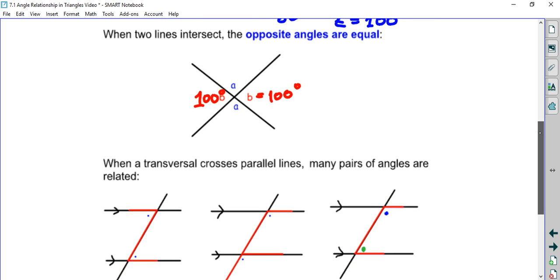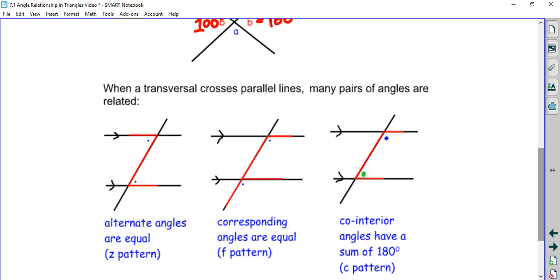The next set refers to relationships between parallel lines, and then a transversal. So parallel lines, you probably remember from grade 7 or 8, are lines that never cross. So they're going kind of side by side, and they will never intersect at any point in the future in any direction. Transversal is just a straight line that intersects those parallel lines.